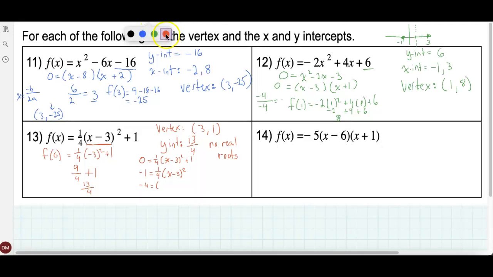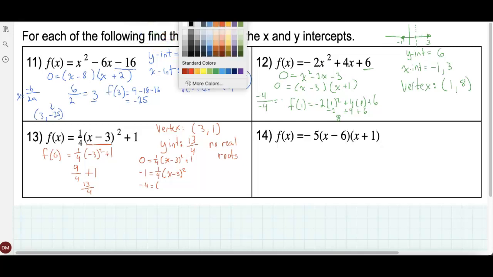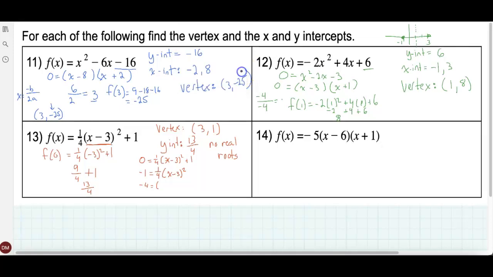So let's move on to one more, and I gotta pick some more colors. What other colors are there? Ooh, don't have any more colors. Ink colors. Let's see. Let's go with purple.